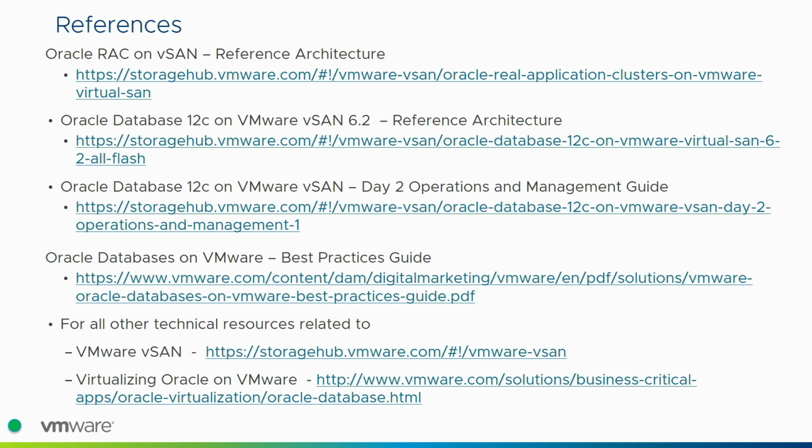Yes, the references. Basically, we put all the reference architectures on vSAN on Storage Hub. So if you go to Google and search Storage Hub vSAN, you should be able to find a bunch of reference architectures, not only about Oracle on vSAN. We also have SQL Server on vSAN, SAP HANA on vSAN, Hadoop on vSAN, and DataStax Cassandra on vSAN.